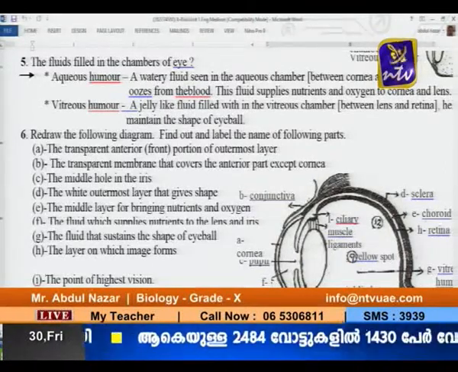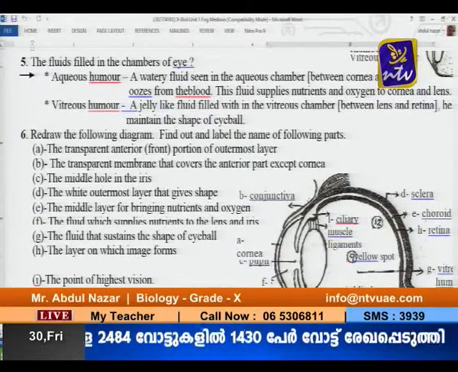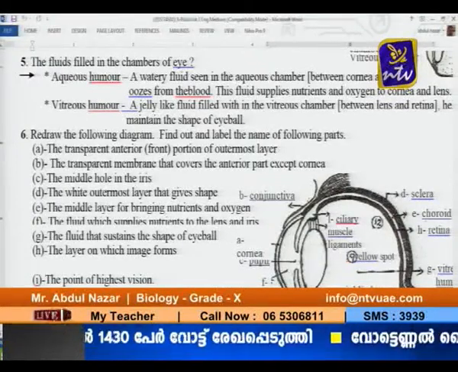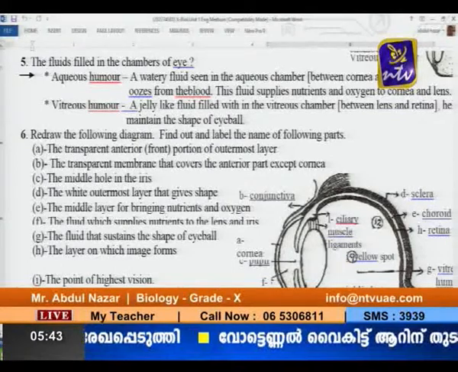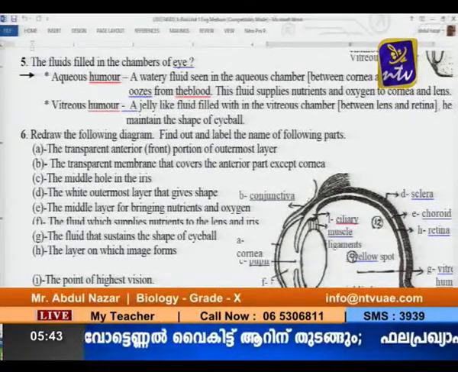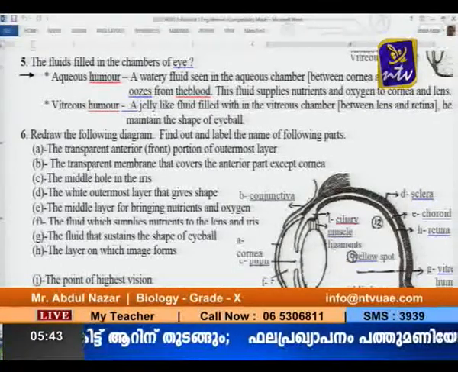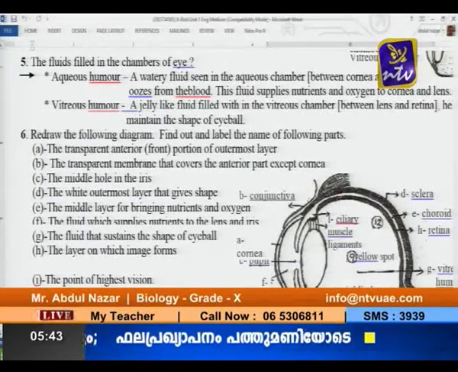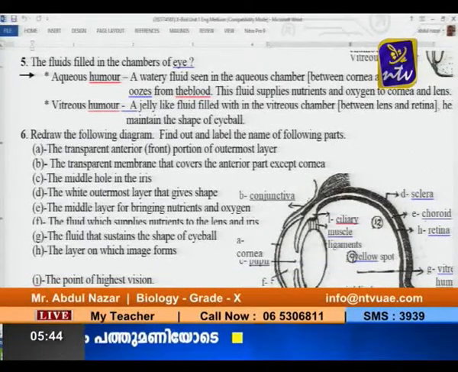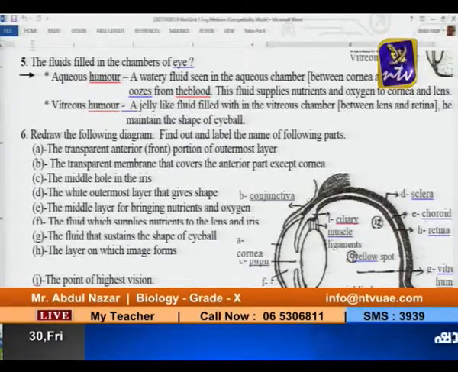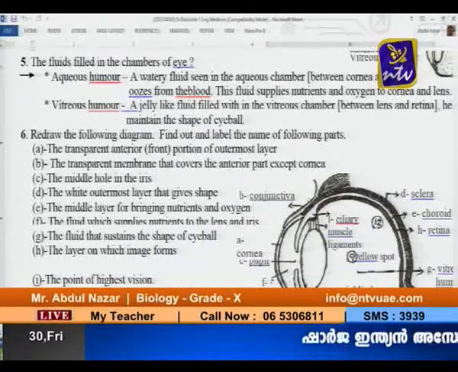Then another question is: the layer on which the image is formed. That is an important question. The question can also be like this: the layer where the image of the object is formed when we look at it, or what is the innermost layer of the eyeball. The answer to this question is the retina.